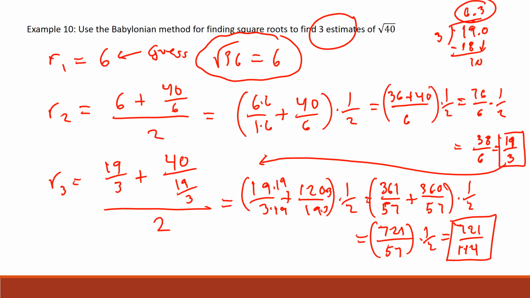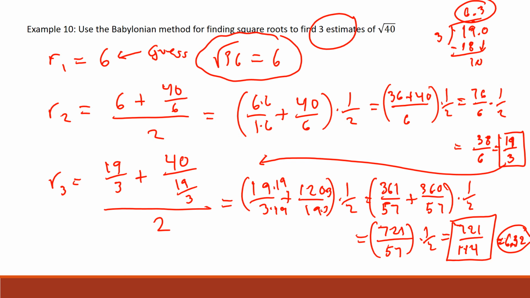It's actually a pretty good approximation if you use your calculator. I know the Babylonians didn't have a calculator, so it's kind of like cheating. But we've got one. This comes out to approximately 6.32. My pen is really bad today. I'm sorry about that. I'll try to look into that before the next lecture. That's 6.32.